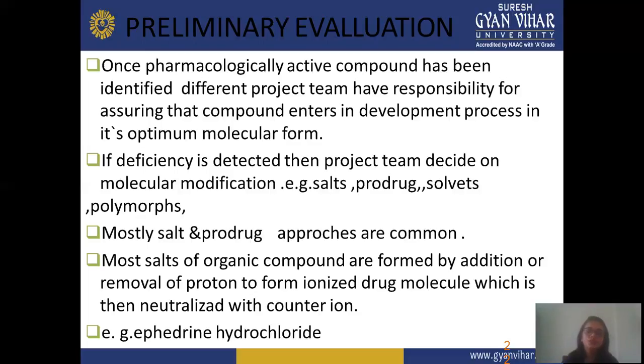If your formulation has a good pre-formulation study and shows good results, then you can finalize your formulation or enter your drug for in vivo tests or pharmacologically active compound identification. This is mainly performed with the help of certain animals or certain other techniques, and you finalize and optimize your molecular form. If a deficiency is detected, then the project team decides on molecular modification. If any problem occurs during the preliminary study or any deficiency is detected, then certain experts or a team decide which modification is required, and whether after modification the problem is overcome or not. If not overcome, then change your formulation.